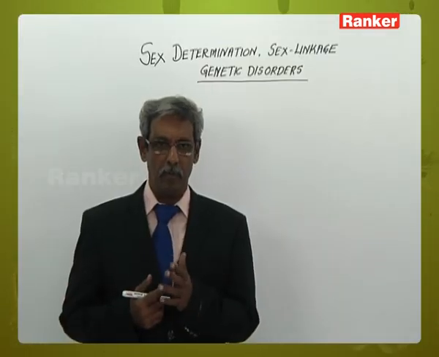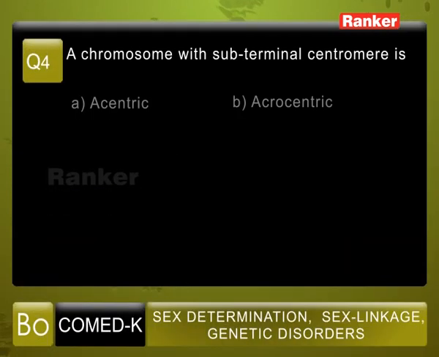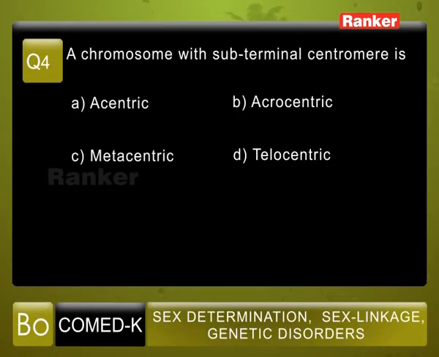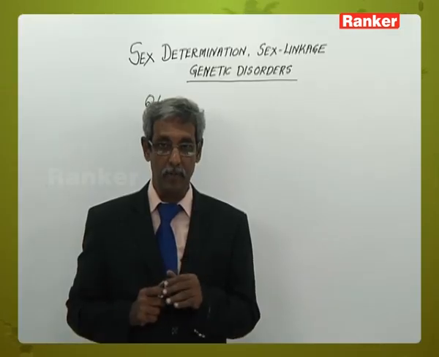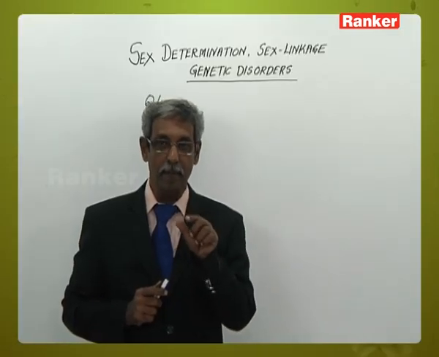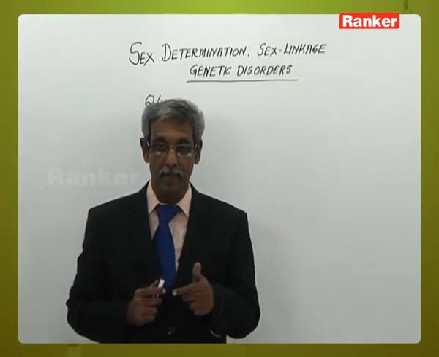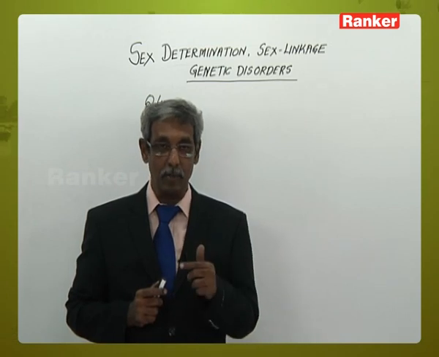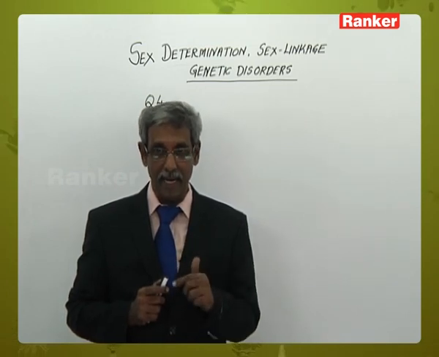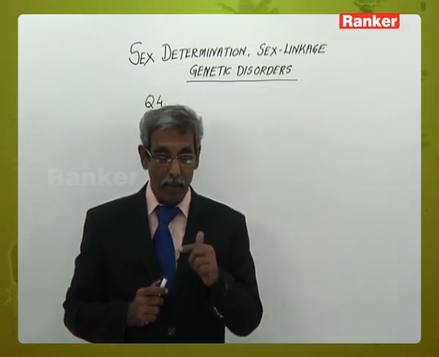Now we are going to question number 4. Question number 4 states a chromosome with subterminal centromere. That is, we are talking about the centromere. The centromere is a basic unit which divides the chromosome into equal halves. So we are looking at a subterminal centromere. Terminal means which is present at the end, but subterminal is below the end.